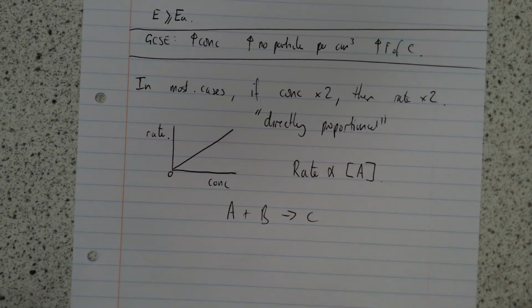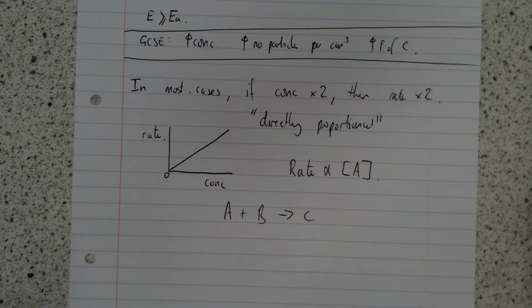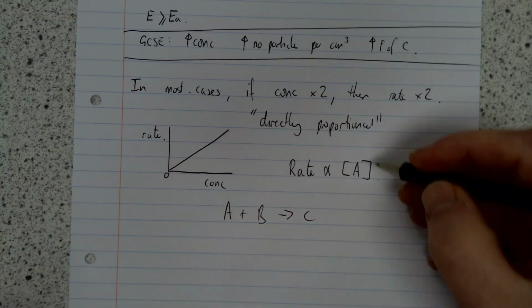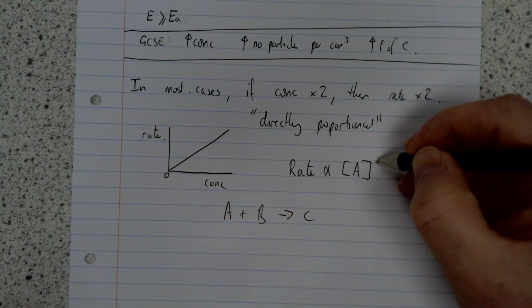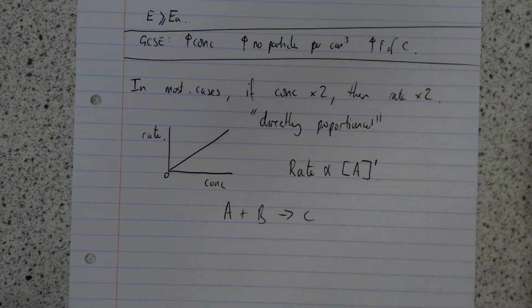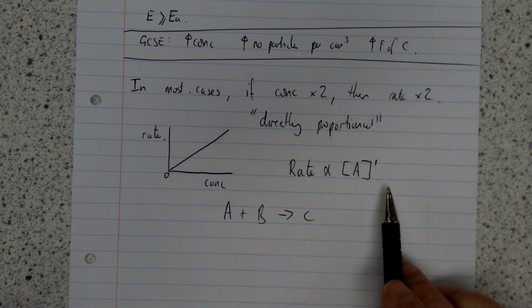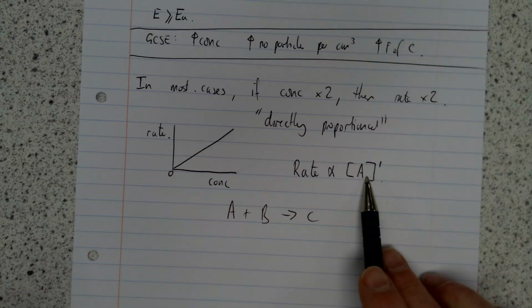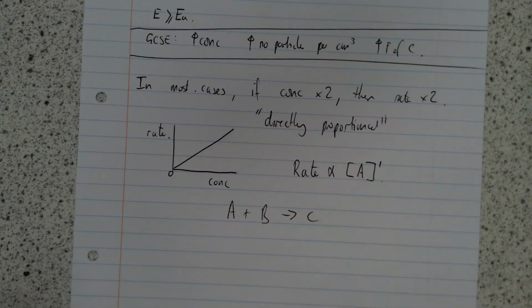Okay. Give me a chance to catch up. We can say, in this situation, that this is what we call a first order reaction with respect to the reactant A. And that's because if I were to put a power on that concentration, that power would be 1. We don't normally bother writing things to the power of 1, do we? Because anything to the power of 1 is just itself. So 6 to the power of 1 is 6, and 24 to the power of 1 is 24.